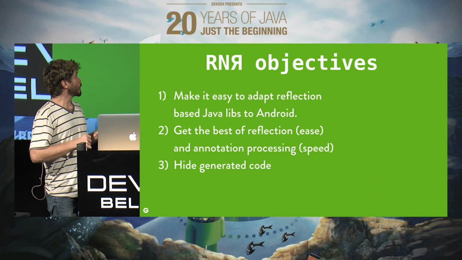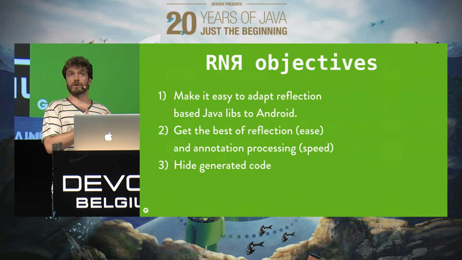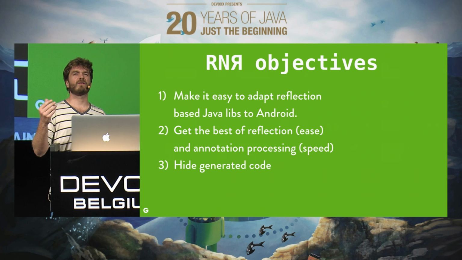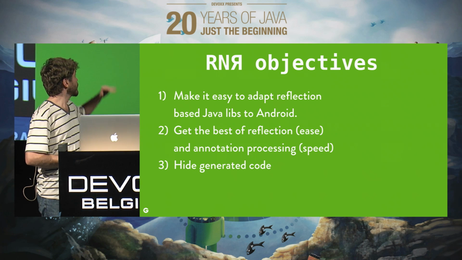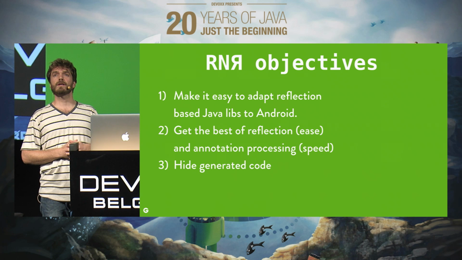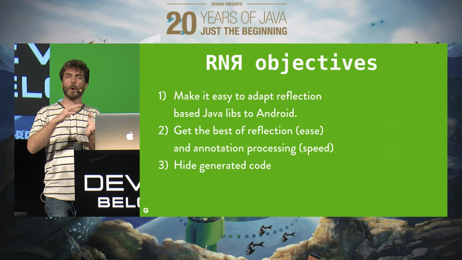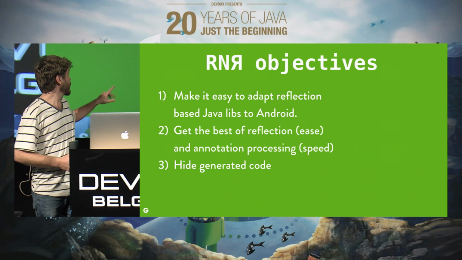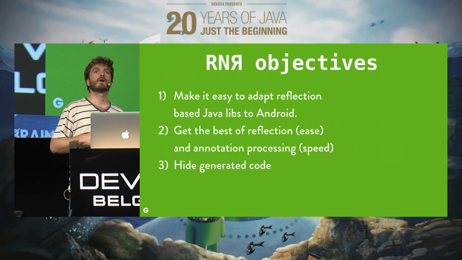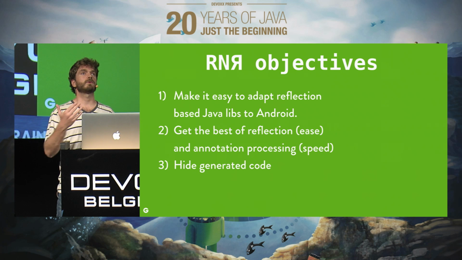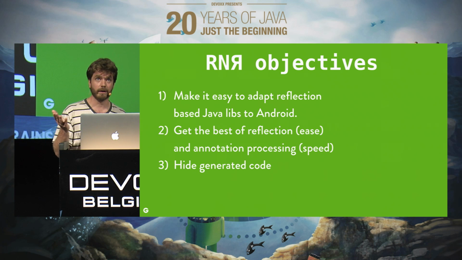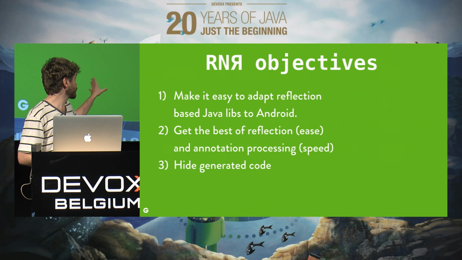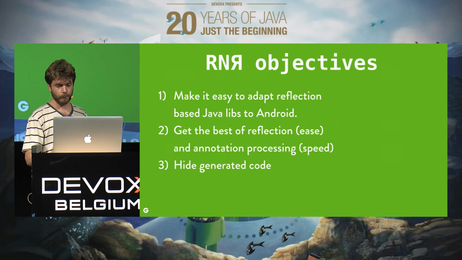Second, we want to take the best of reflection, which is ease, because we actually use a very simple API, a very intuitive API, and get also the best of annotation processing with the speed. So if we could combine those two into a single technology, maybe that would be great. And third, we're thinking that no one wants to see the generated code. When you're using Butter Knife, you usually don't care. And so it would be interesting to keep those properties and hide the generated code as well.